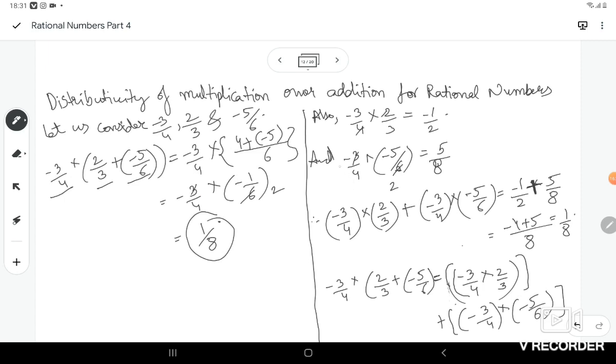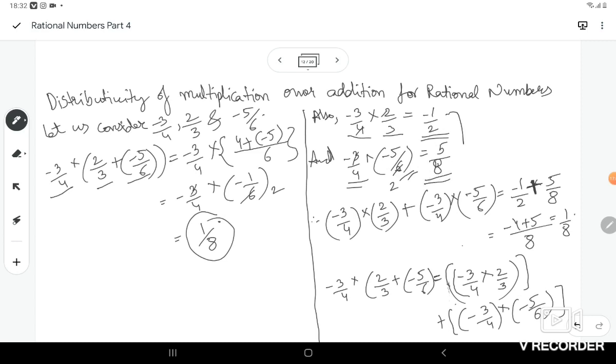Now if we solve the multiplication in a different way, such that first we multiply minus 3 by 4 with just 2 by 3, and minus 3 by 4 with just minus 5 by 6, and then add the two results and see how it behaves. Now if we multiply minus 3 by 4 by 2 by 3, we get the result as minus 1 by 2. And if we multiply minus 3 by 4 by minus 5 by 6, we get the result as 5 by 8.